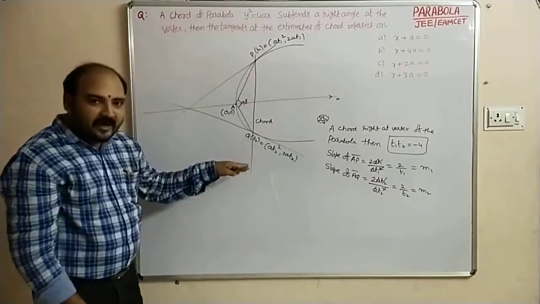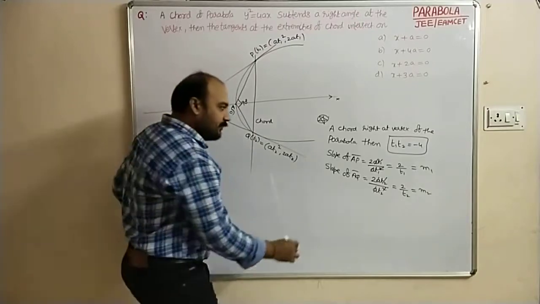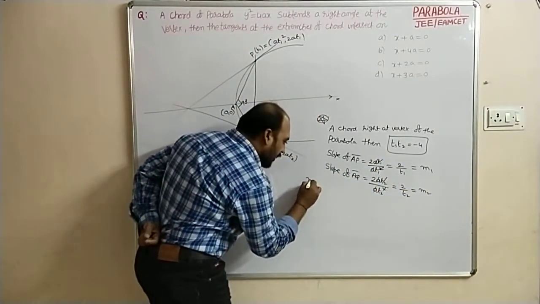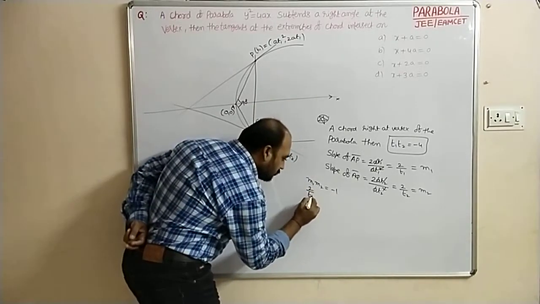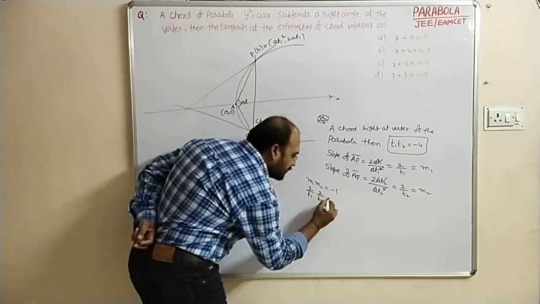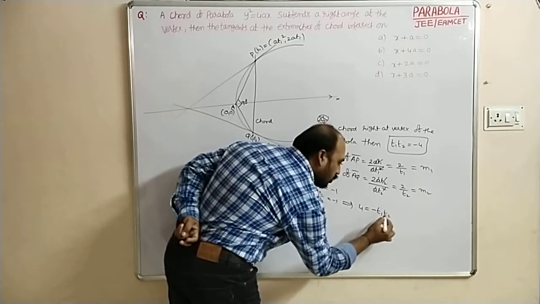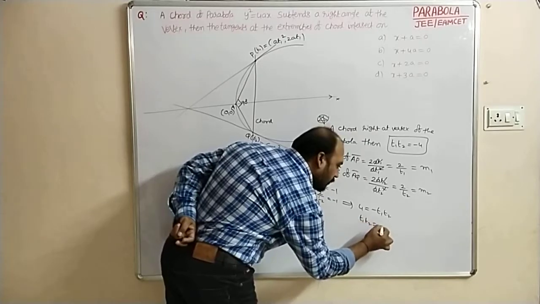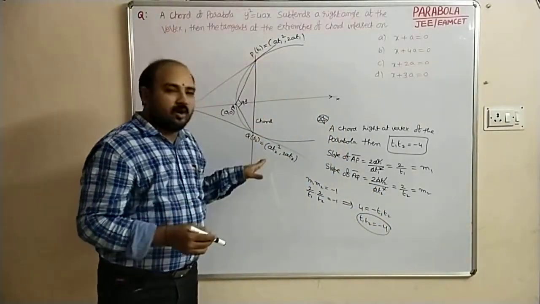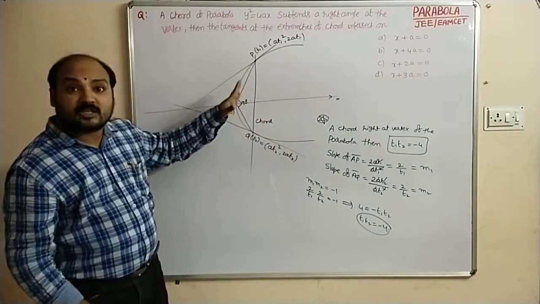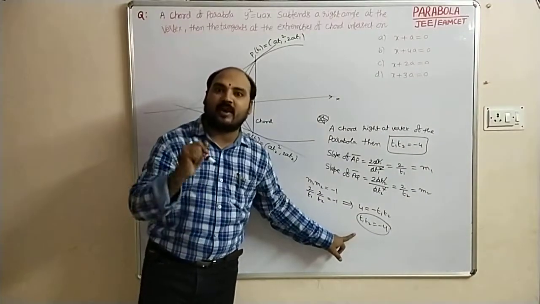Since this chord makes a right angle at the vertex, the product of these two slopes equals minus 1. So m1 into m2 equal to minus 1. So 2 by t1 into 2 by t2 is equal to minus 1. Cross multiply: 4 equal to minus t1 t2. t1 t2 is equal to minus 4. Now onwards we remember that if a chord of a parabola subtends a right angle at the vertex of the parabola, then we have t1 t2 equal to minus 4.